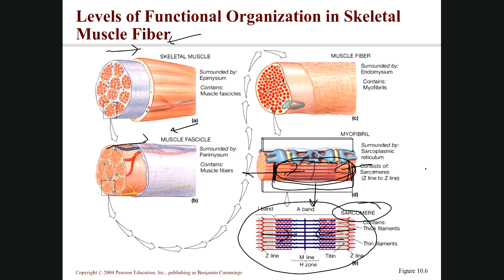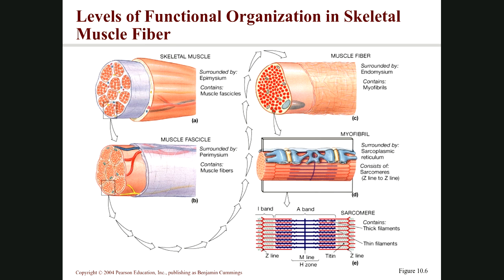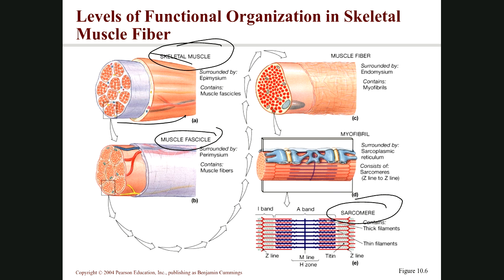So if you go back to the organization of skeletal muscle, all the way from the gross anatomy to the unit of muscle contraction, the sarcomere, we go from the skeletal muscle to a fascicle. So one of these circles will be the fascicle, surrounded by the perimysium. Then the fascicle is surrounding muscle cells.